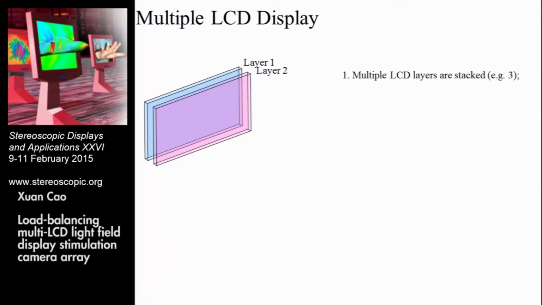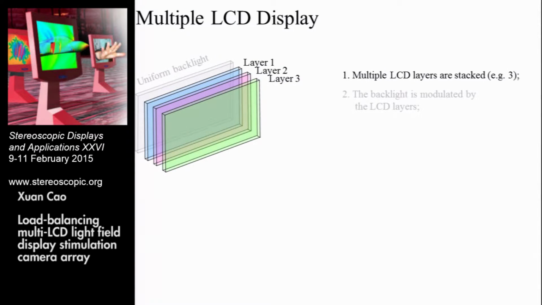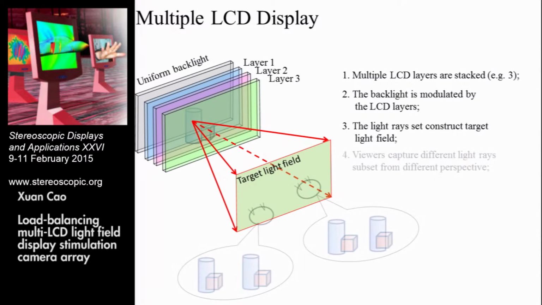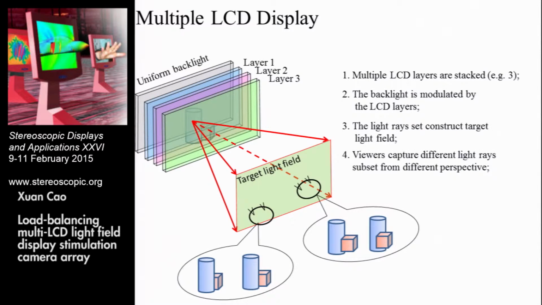Multiple LCD layers are stacked, which constructs a special light modulator, and the light emitted from the backlight is modulated by the LCD layers. The light ray set produced by the LCD layers constructs a light field. People in different positions will see different view images from different perspectives. Then they can get a 3D effect.